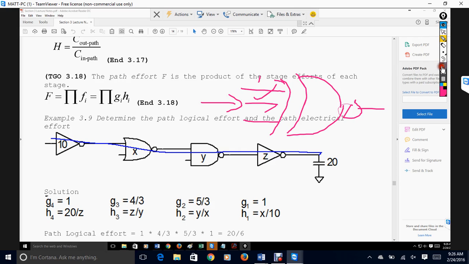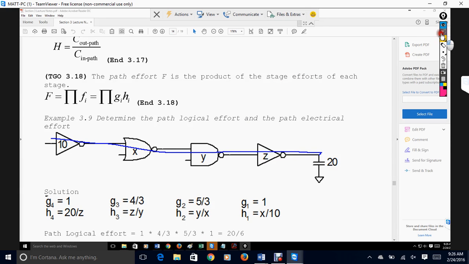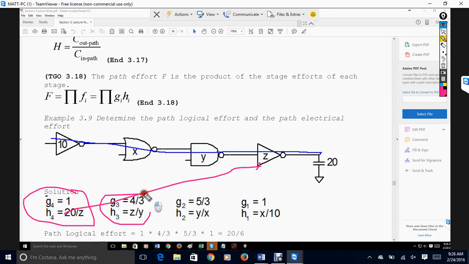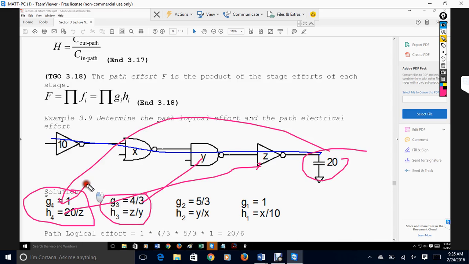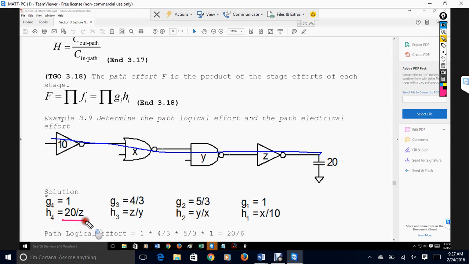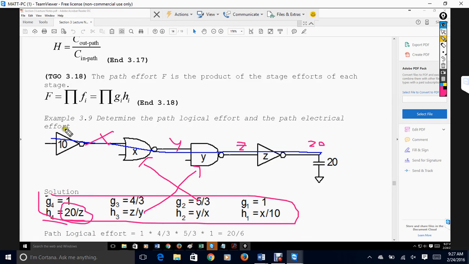Dr. Morrison, does G3 represent the NOR gate? Yeah, 5/3 represents the NAND gate. Because this is 20/Z, so that's that one. No, this is a good point. You have to be able to understand why this is. So this is your path electrical effort, right? So it's 20/Z. Then Z/Y is your AND gate, Y/X, I don't know why when they presented the solution it was that way, and then X/10 is like that.